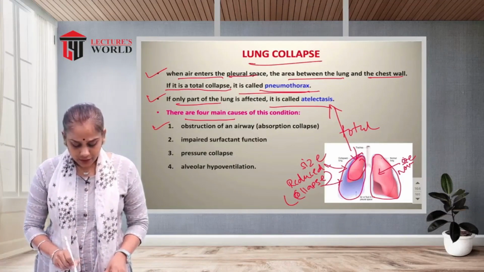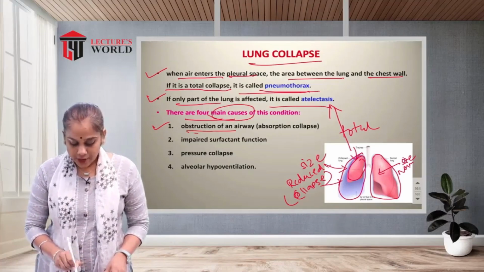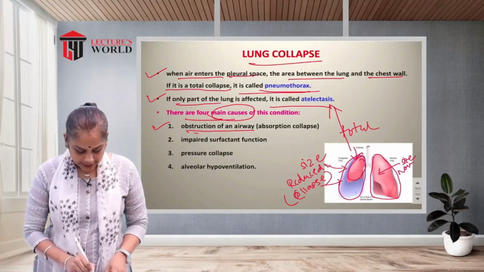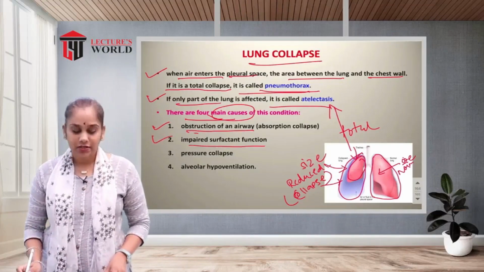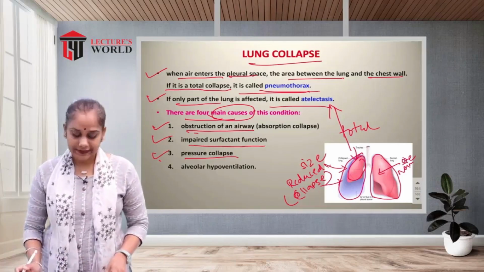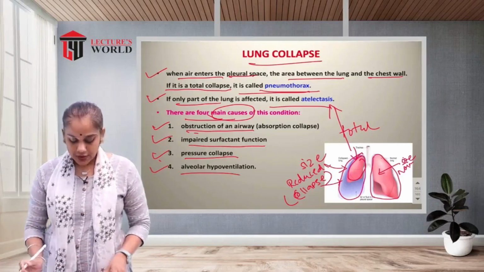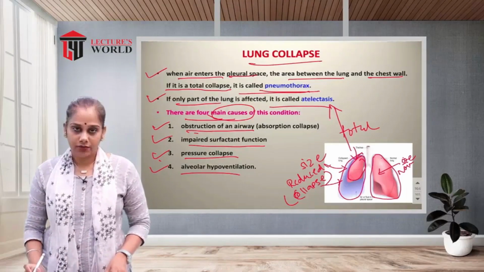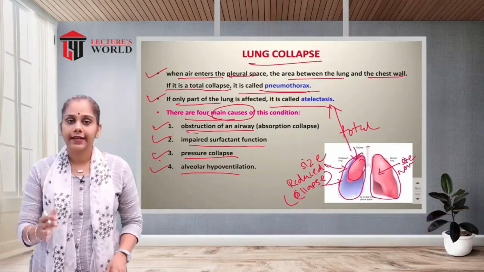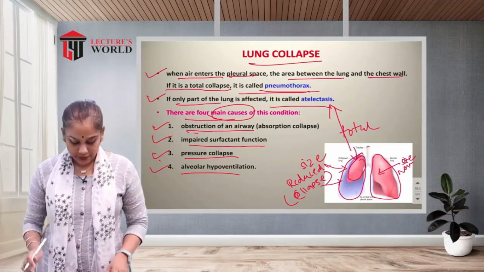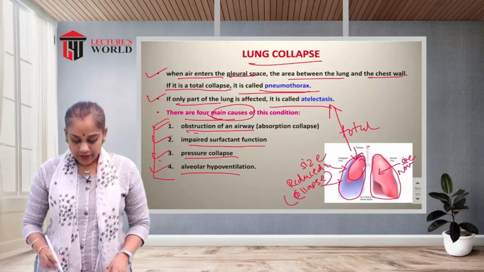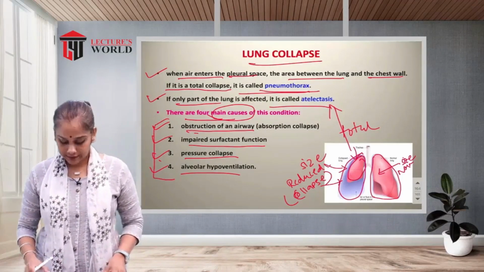In that, there are four main causes. There is obstruction of the airway, at that time collapse of the lungs. Then the second one is impaired surfactant function. Then pressure collapse, where there is pressure over the lungs. Then the fourth one is alveolar hypoventilation. The alveoli will be damaged, and hypoventilation of the alveoli also causes lung collapse. So these are the four conditions that can cause lung collapse.